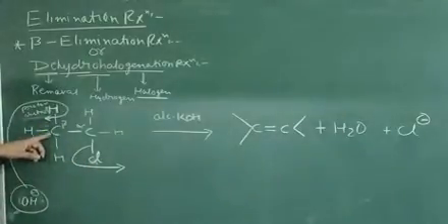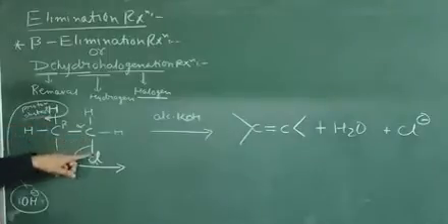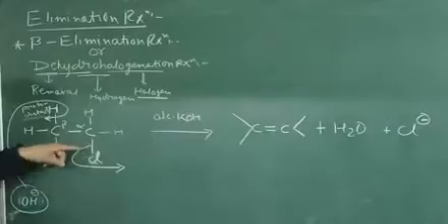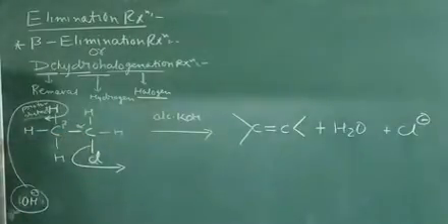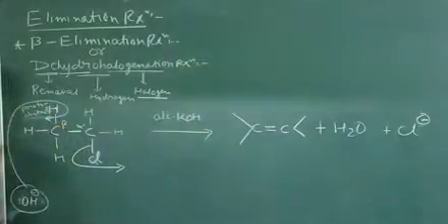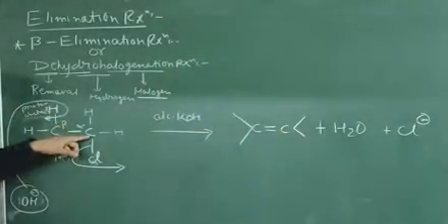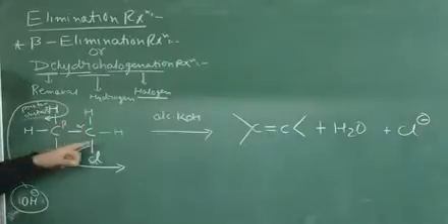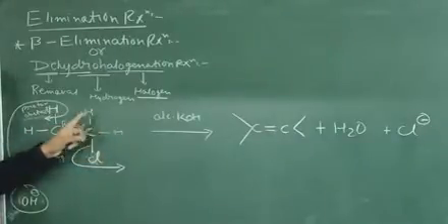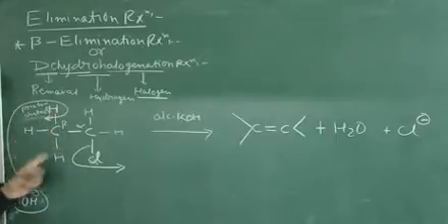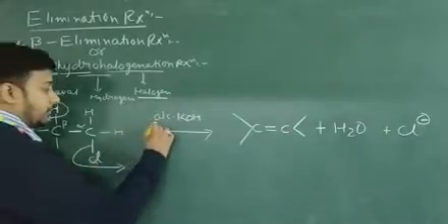The carbon which is directly attached to the halogen is known as the alpha carbon. The next carbon to the alpha carbon is called the beta carbon, and the hydrogens on the alpha carbon are known as alpha hydrogens. Clear? The hydrogens on the beta carbon are known as beta hydrogens. So in this reaction, it is going to react.